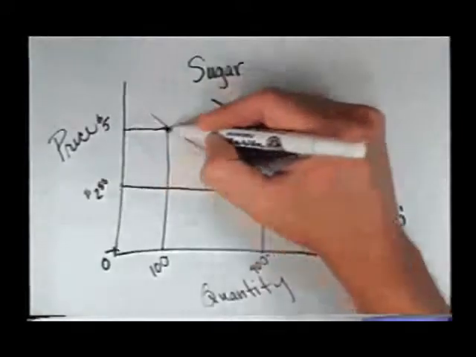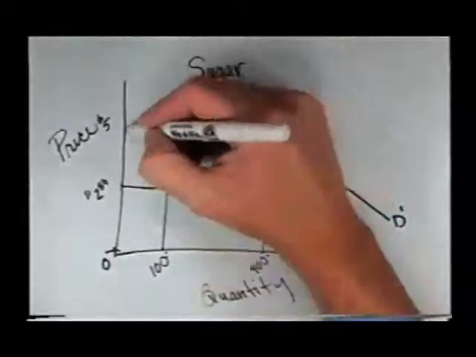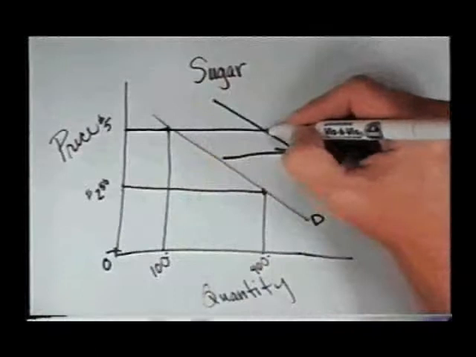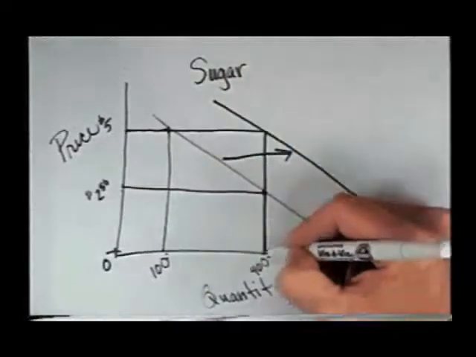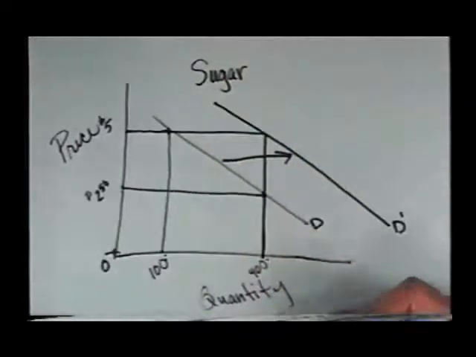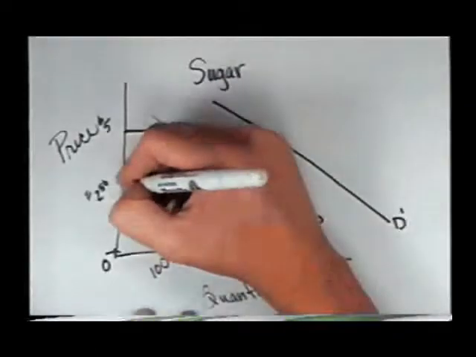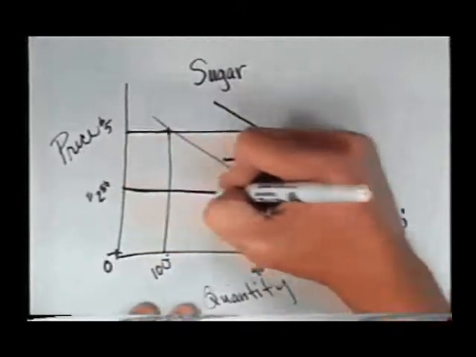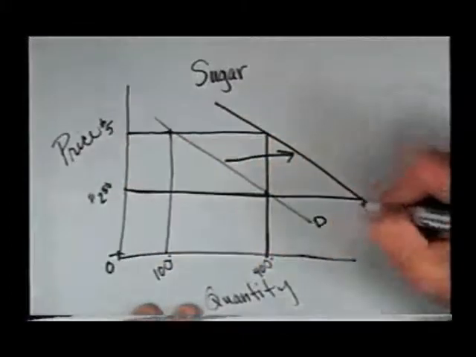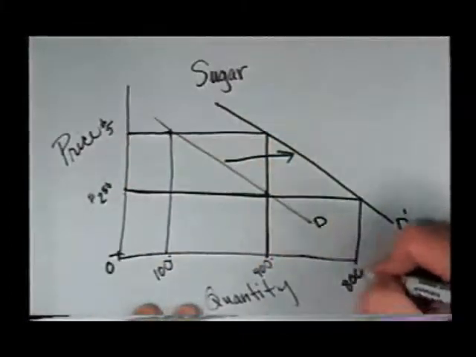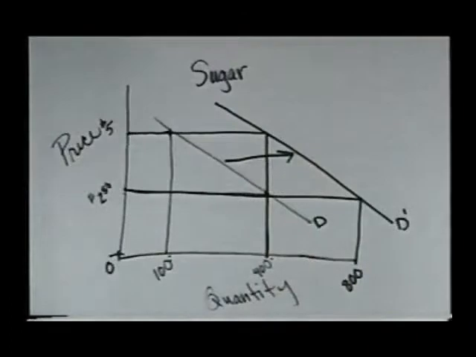So originally at a price of $5, the quantity demanded was 100. Now at $5, the quantity demanded is way out here. What do you know, just accidentally, that happens to be 400 units. At a price of $2.50 a pound, the quantity demanded is way out here, and we'll say that's about 800 units. So we have seen an increase in the quantity demanded at what price? At each and every price, because the entire demand shifted.